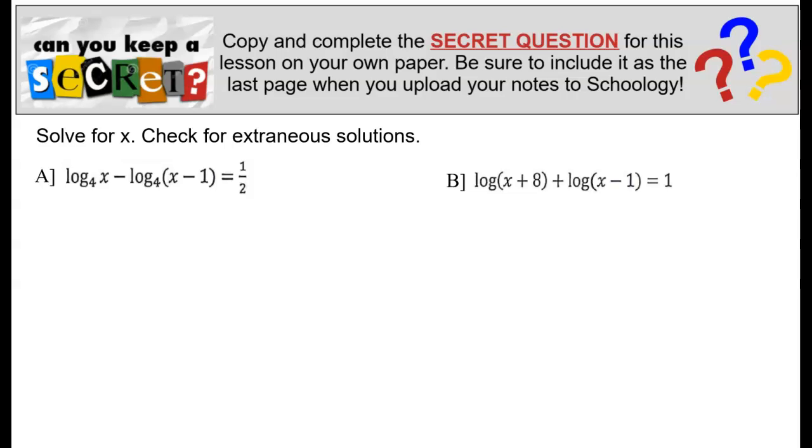Okay, so that brings us to the secret question for this lesson. You're going to solve each of these equations for x and then check for extraneous solutions. When you're finished, you're going to upload the work for these 2 problems as the last page of your Notes to Schoology, and then you'll enter your answers in the Dropbox for the secret question.